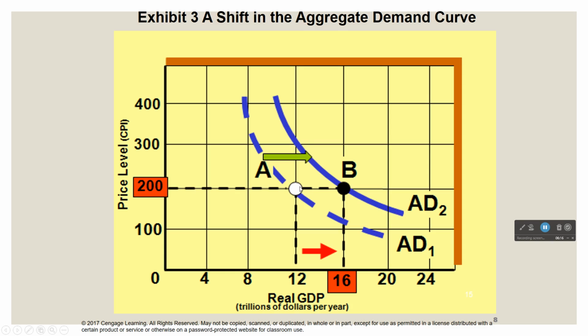So you can see here the price level stays at 200. Here on the original aggregate demand curve, AD1, consumers, businesses, governments, and foreigners would buy $12 trillion worth of real GDP from this economy. Then we get a decrease in interest rates, which causes this aggregate demand curve to shift to the right. Now at that same 200 price level, more real output will be bought, 16 trillion. Okay, so that's an increase in aggregate demand.